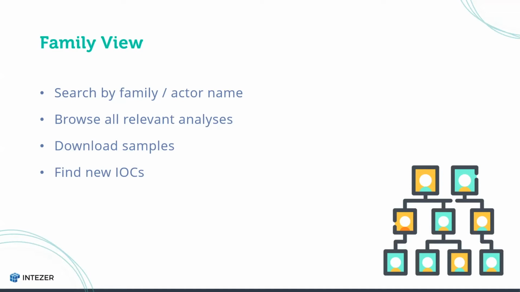So since we have all of this information about threat actors and malware families, we now added the capability to search freely by name of any family, any actor, and find relevant information about those families. So you are now able to look for any family or actor, browse all of the relevant analyses classified as this actor, download the samples if you're an enterprise user, and find additional IOCs in the samples themselves. So let me show you a few examples, and the feature should be available now in a beta version.